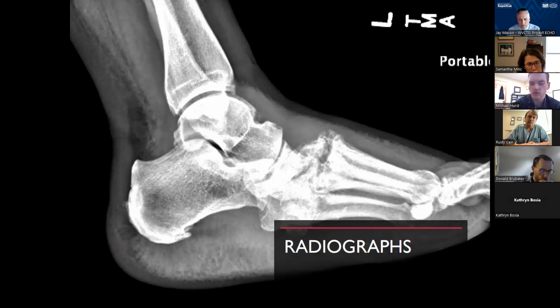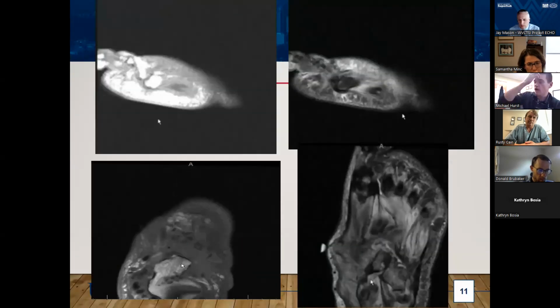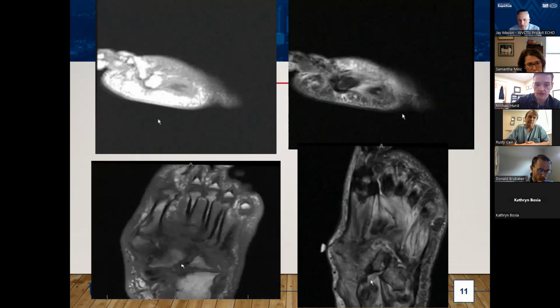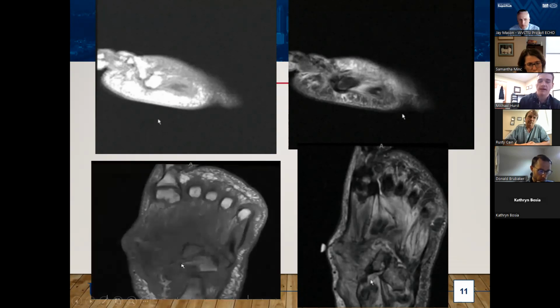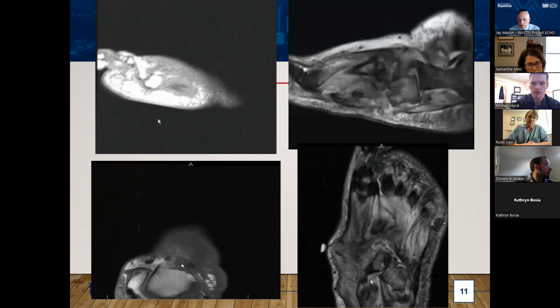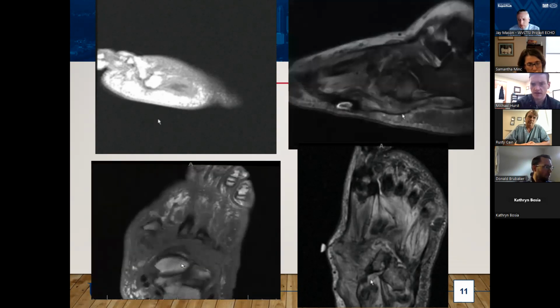On her weight-bearing films, which were done previously and which I couldn't get access to, she also had a negative cuboid height and a negative Meary's angle as well. An MRI was also obtained at the outside hospital. They were concerned for possible infection, especially osteomyelitis, which always came up, but she has no history of wounds.